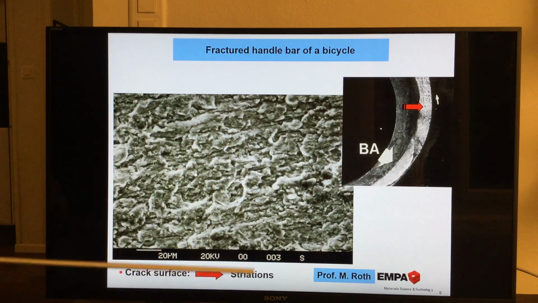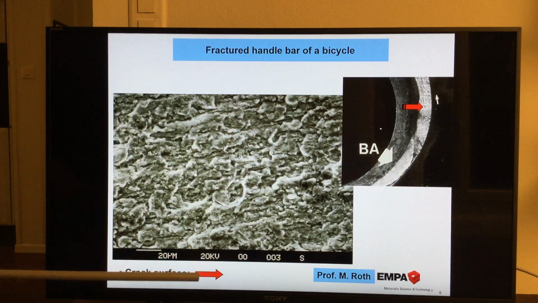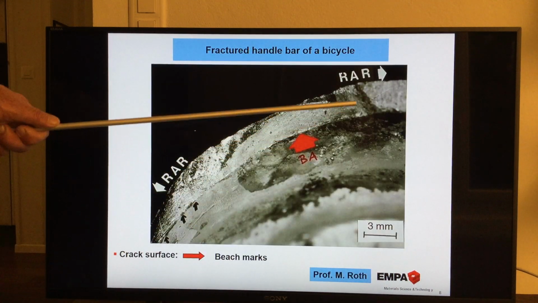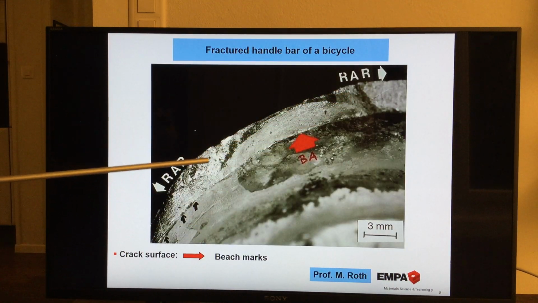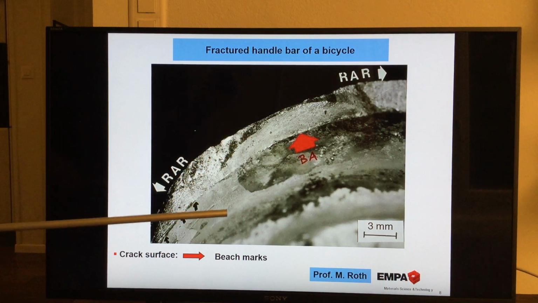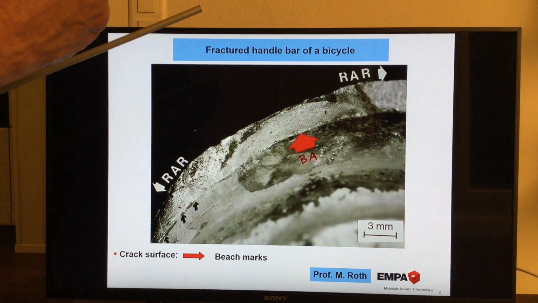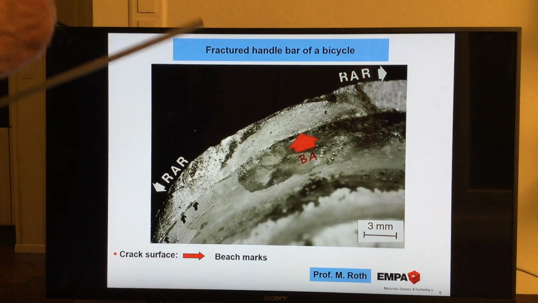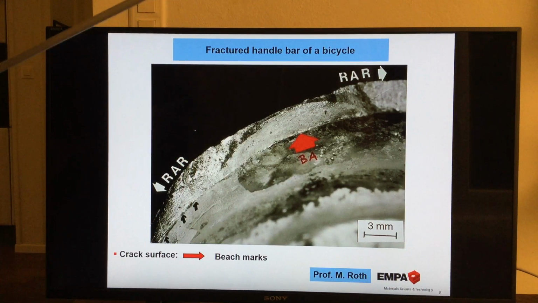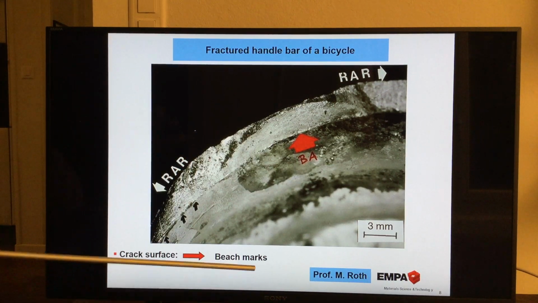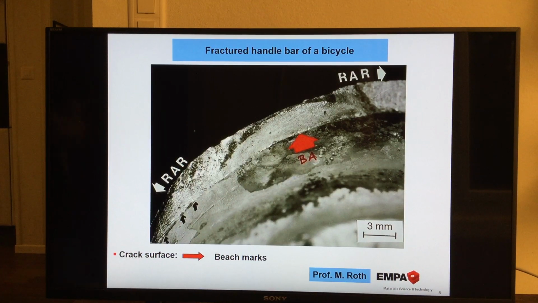So this is called striations, in German Ermüdungsstreifen. And by the way, the other ones which we were talking about before, those are in German Rastlinien. I think it's even better, Rastlinien, because it's a resting line when the crack does not propagate. That's the point. Beach marks is the English explanation.